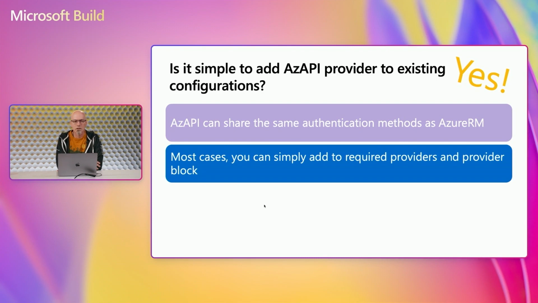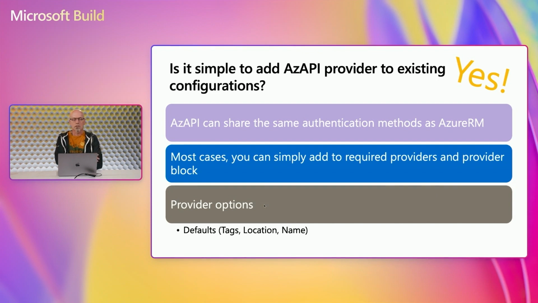So what that means is the hurdle you have to get over to actually use the AzAPI Provider is simply to add a couple of blocks to your configuration: add the AzAPI Provider as a required provider, and add the provider block itself. Other than that, most of the time, it should just magically work.